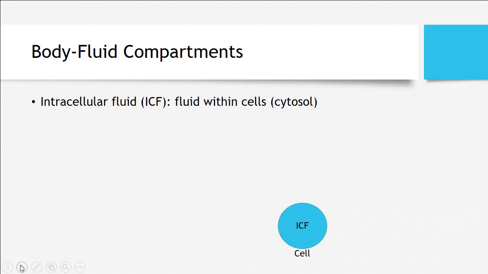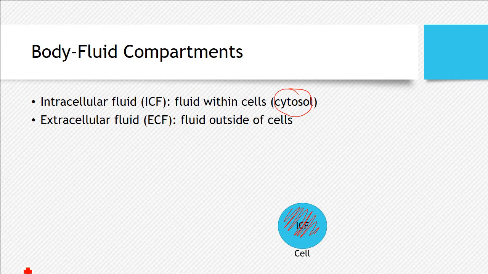Since the plasma membrane separates the inside of the cell compared to the outside of the cell, the fluid inside the cell is called the intracellular fluid. Once again, that's the cytosol, and that's the fluid within the cell. Everything outside of the plasma membrane is called extracellular fluid. Like the name implies, extra means outside, while intra means within. Okay, so the fluid within the cell is the cytosol. The fluid outside of the cell is going to be the extracellular fluid.